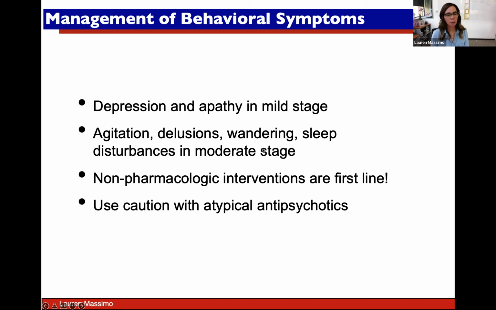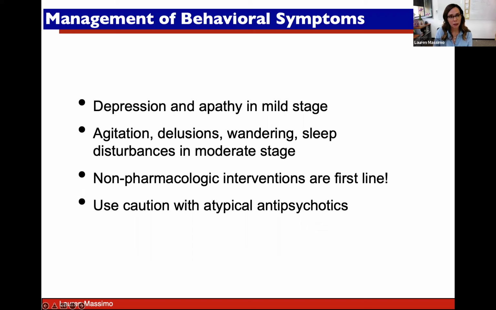I mentioned earlier that behavioral symptoms are exceedingly common in individuals who have dementia. So oftentimes you can see depression and apathy in the mild stage. And so oftentimes you may be starting SSRIs for your patients who have problems with depression in the mild stage of disease. In the moderate stage of disease, again, we can see things like agitation, delusions, sleep disturbances. And so using medications like SSRIs, again, can be helpful for individuals with agitation or severe anxiety in the moderate stage.